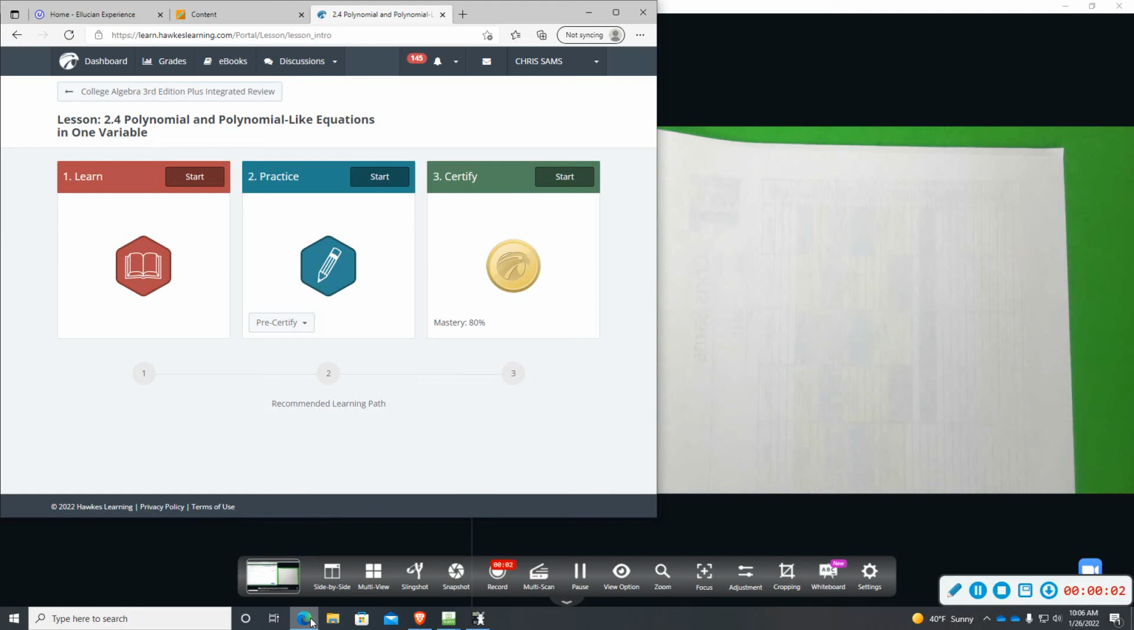Alright, so today we're going to be looking at section 2.4. This is polynomial and polynomial-like equations in one variable. I want to give you a little overview before we get started because it can be quite a bit challenging for some, but if you see the pattern, then you'll realize that most of these are the same and you can do them the same way.